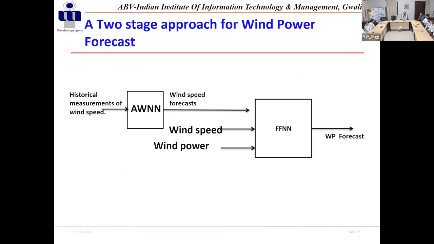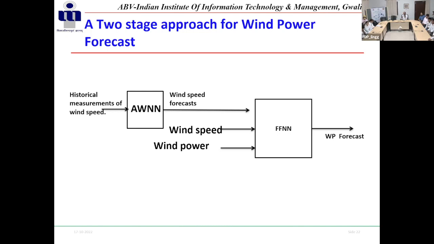So what we found is that directly measuring the wind power does not give a good result. Directly measuring the wind speed and then converting also did not give a good result. So we proposed a two-stage model. First we forecasted the speed at that time, maybe after 1 hour. Right now I am doing it for the next 1 hour. So I forecasted the speed also.